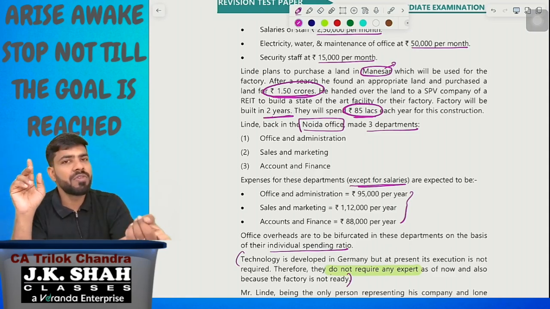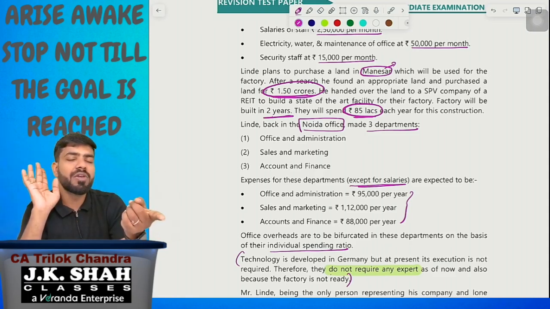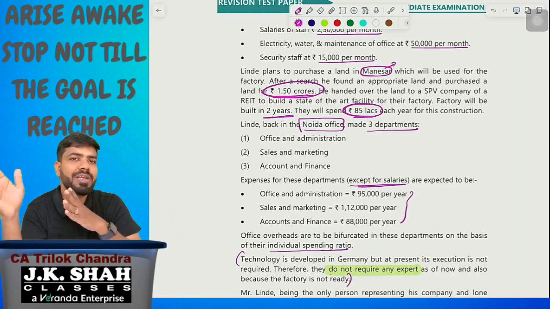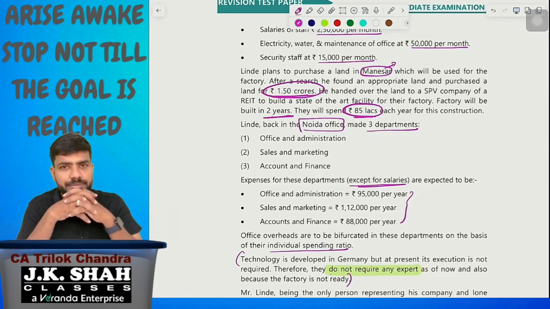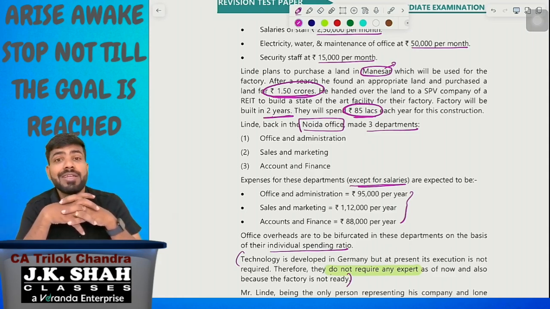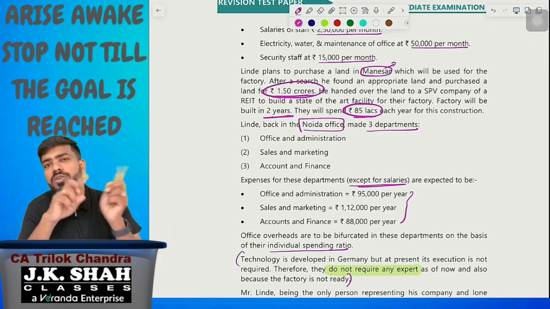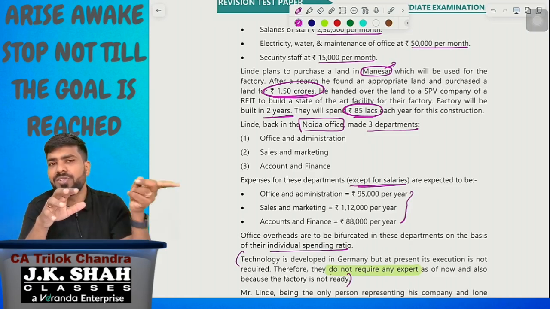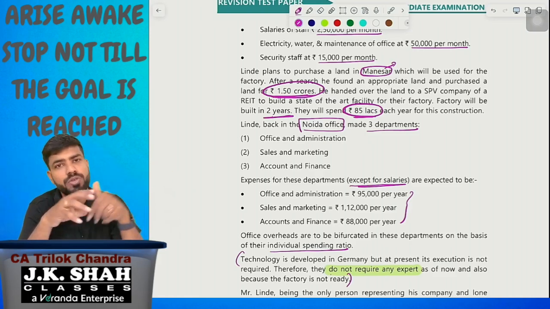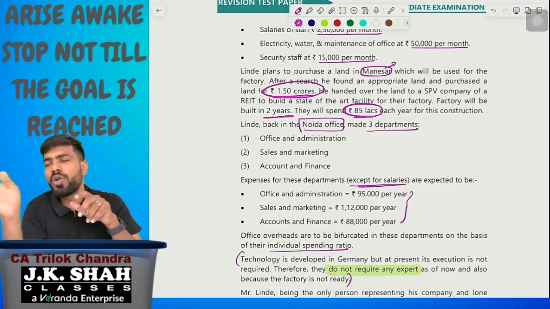You first start the revenue, then we'll relocate the people from Germany. That is the statement given by the company, because they feel that there is no purpose in investing money in India until we start the operation. Then what did Lindy do? He is thinking by himself that let us relocate the Noida office to Manesar. If that be the case, he needs to sell that property at 2.5 crores, and he needs to relocate to Manesar.